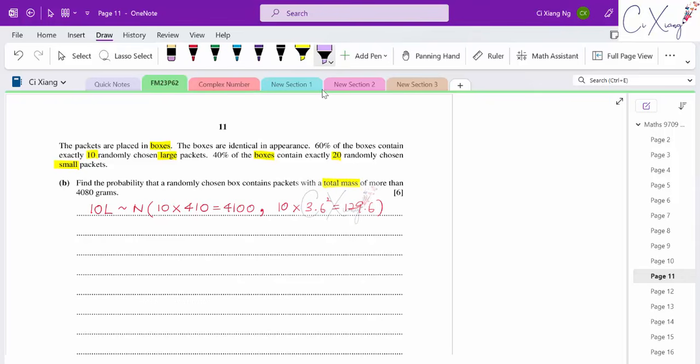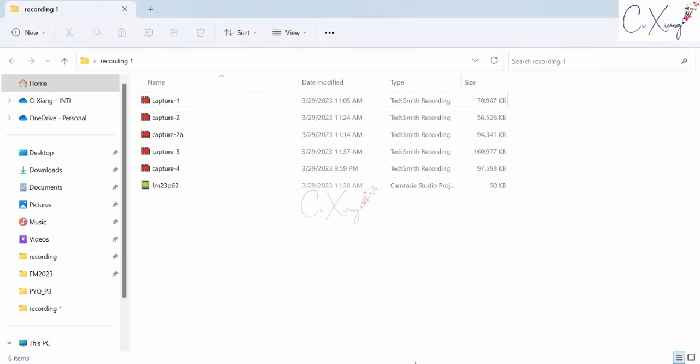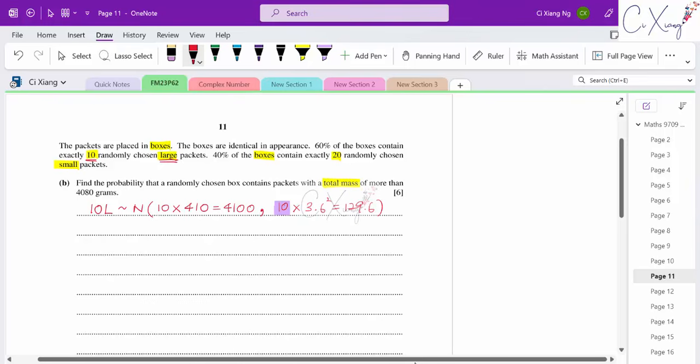Okay, so again, please take note that when I take out the 10 from the variance, there's no square for this case because the keyword here is total mass. So total mass, or maybe 10 randomly chosen large packets. So that means I have 10 different large packets here. So to calculate the variance, basically we add them together. When we add them together, it will be just 10 times the variance of L. Okay, and then after that, let's continue. This is the first type of the box that I have.